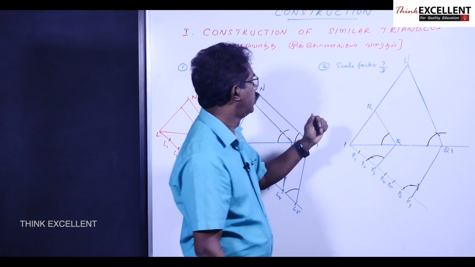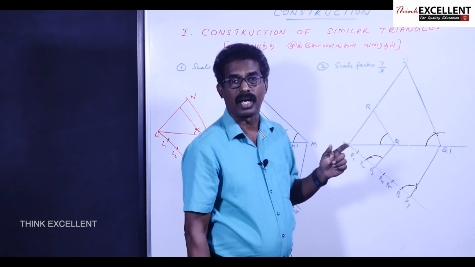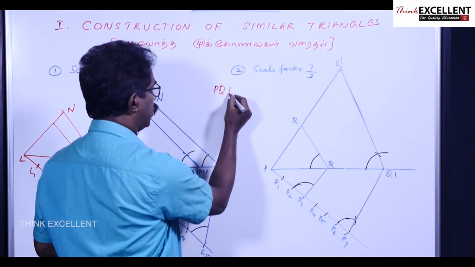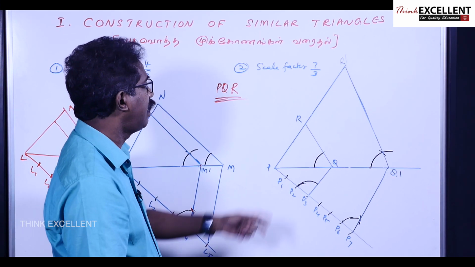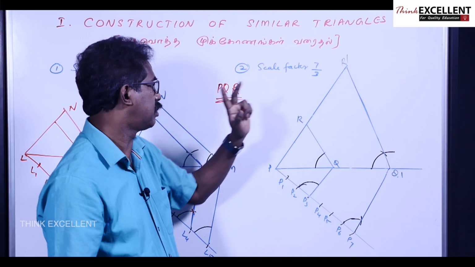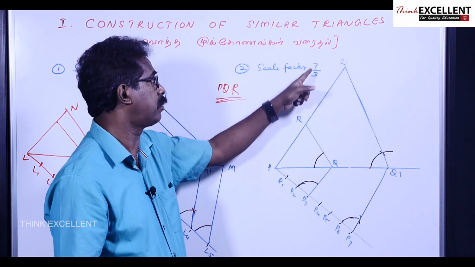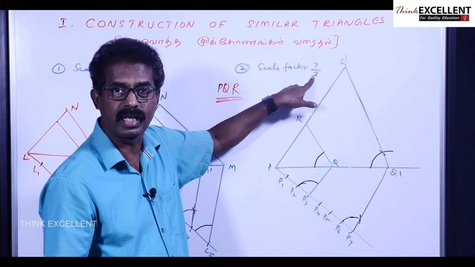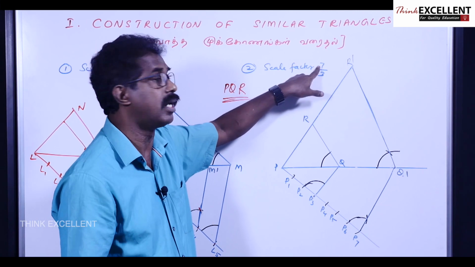Look here. Now the name is PQR, right? Triangle is PQR. PQR is the given triangle. And scale factor is 7 by 3. Measurements not given. So listen, 7 by 3. Numerator is bigger one. That given triangle is smaller. Given triangle is smaller. You are going to enlarge that.